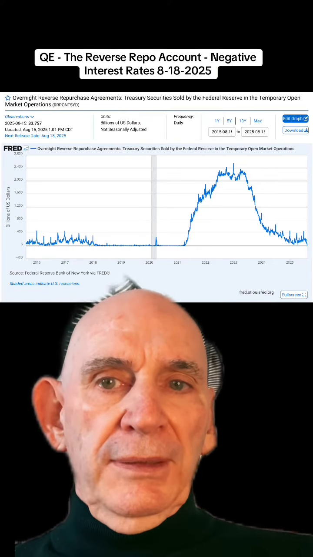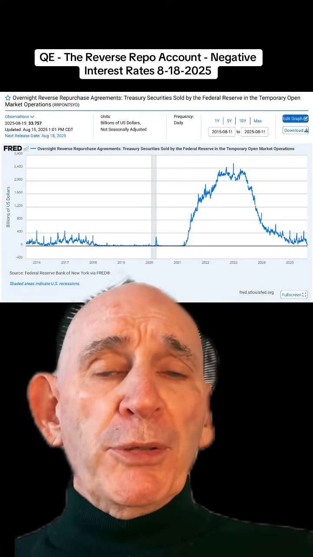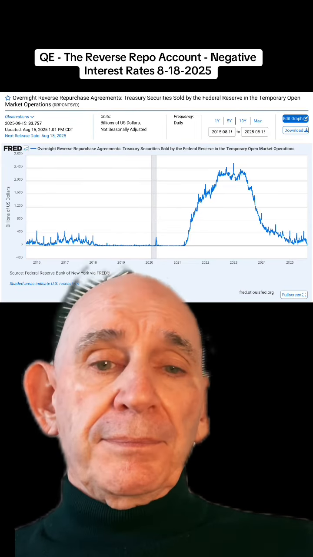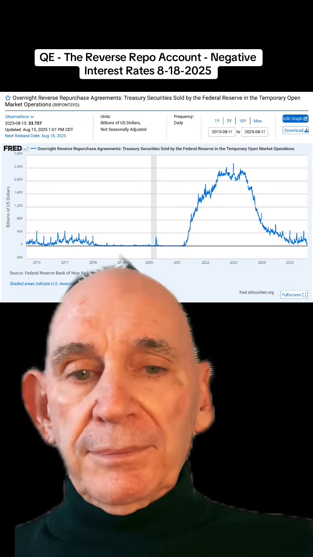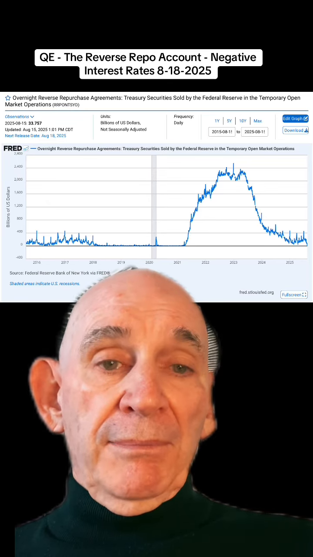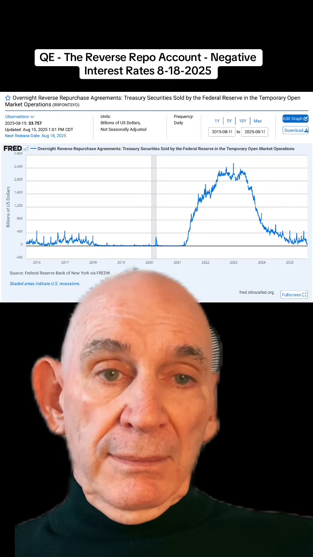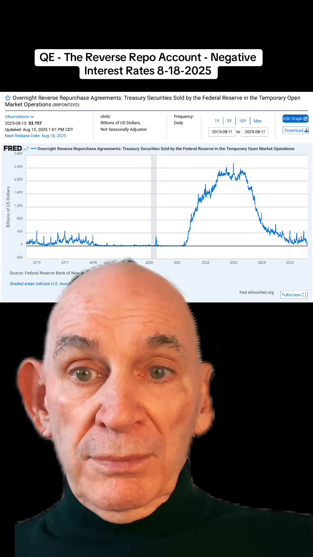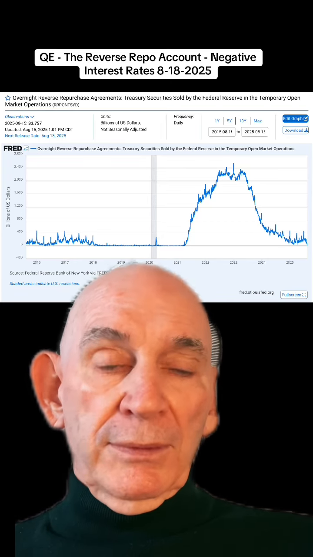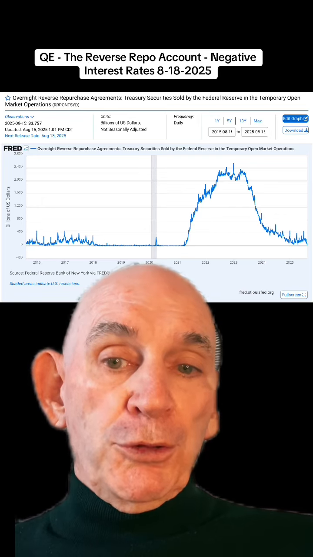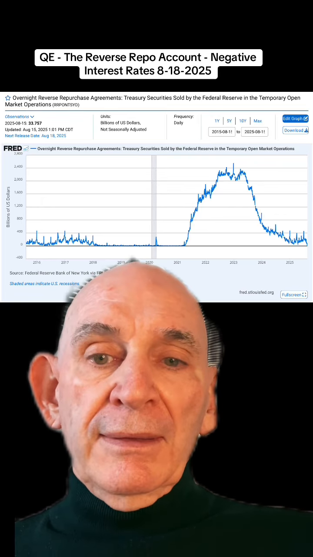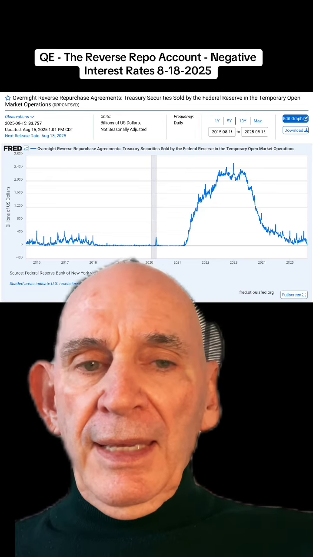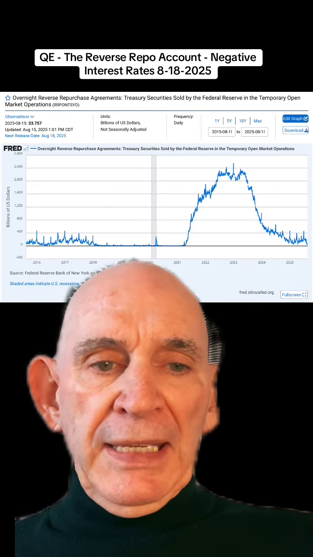So here's the reverse repurchase agreement account at the Fed. And as you can see, in 2021, we went up and it became $2.4 trillion, and now it's all the way down to 33 billion or whatever. So a huge drop. But as you can see, it wasn't really that big before this. And again, people are saying that this is very negative.